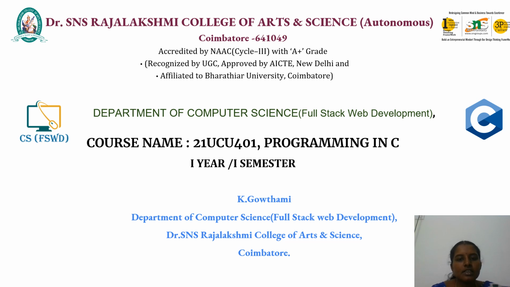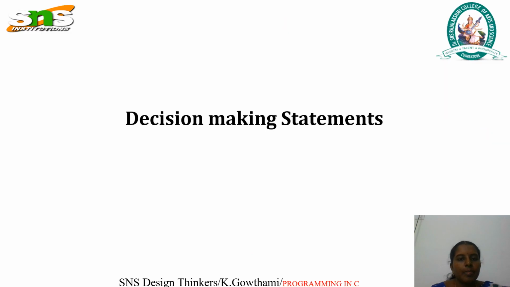The control instruction has three types. First one is decision making statements, second one is looping statements, third one is jumping statements. In this video, we learn about decision making statements. Decision making statements means the compiler makes a decision based on the condition. If the condition is true, the compiler selects one statement. If the condition is false, it will select another statement.